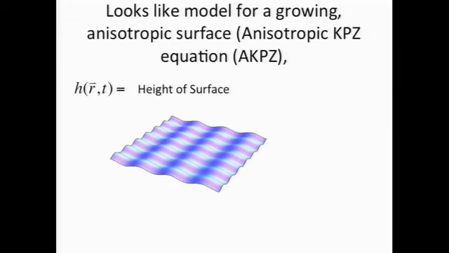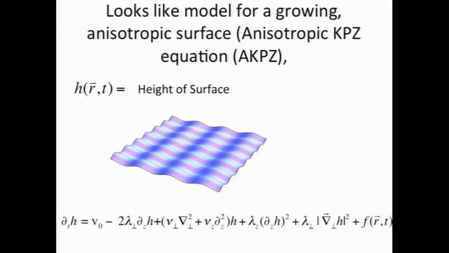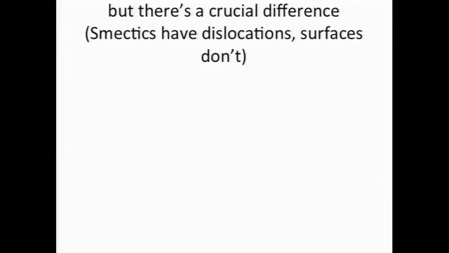And you try to write down a dynamical equation for the evolution of that surface. Well, it was done, and it looks exactly like the equation of motion we wrote down for an active Smectic. Now the height variable is no longer the position of a bunch of layers, it's just the height of this surface above some reference plane. Okay. So it looks like our problem has already been solved. It looks like I've turned our problem into the anisotropic KPZ equation, but that's actually not true, because there's one crucial difference here, and that difference has to do with dislocations.